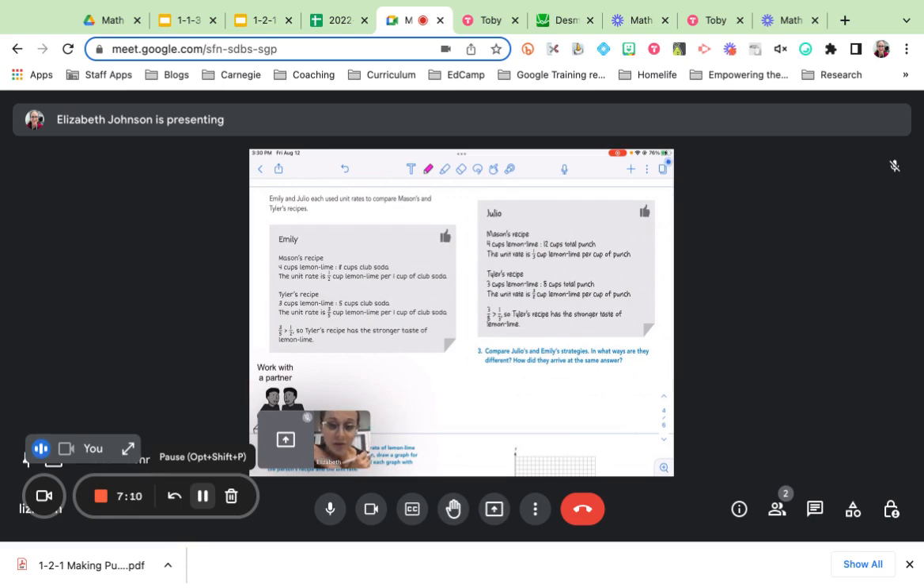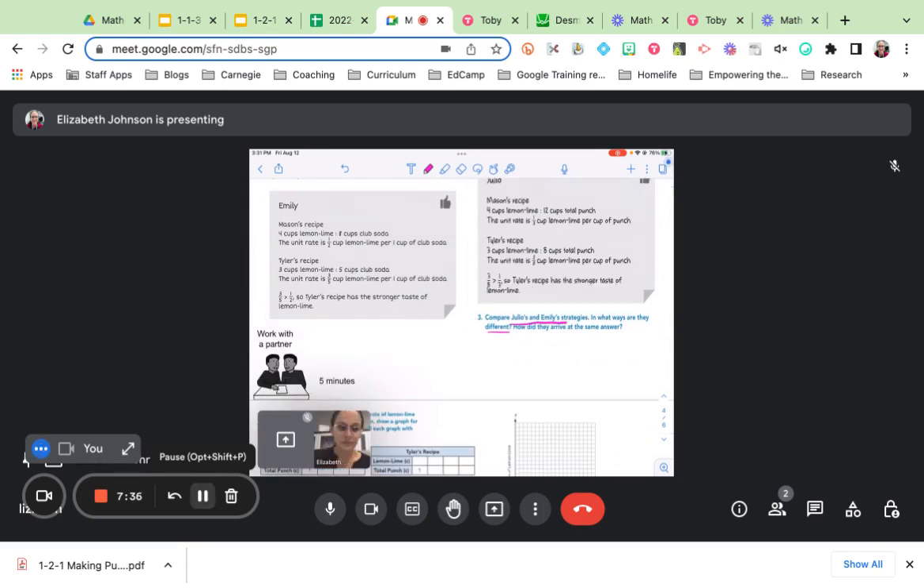What I want you to do with a partner is to spend about 8 minutes, and I want you to set a timer, working through this problem right here. So what are you doing here? You're looking at Emily's strategy and Julio's strategy. You're comparing Julio's work to Emily's, and you're asking, in what way is their work different? How did they arrive at the same answer? They did arrive at the same answer. But how?